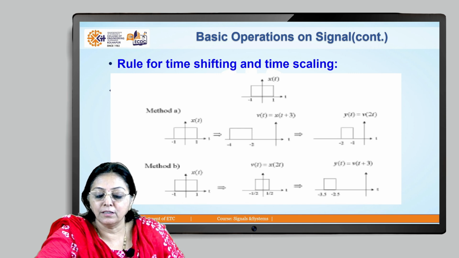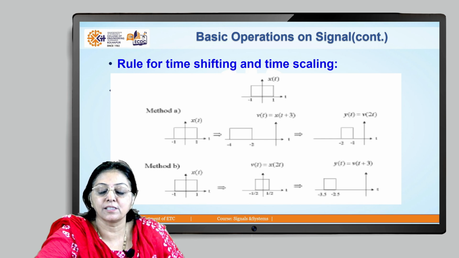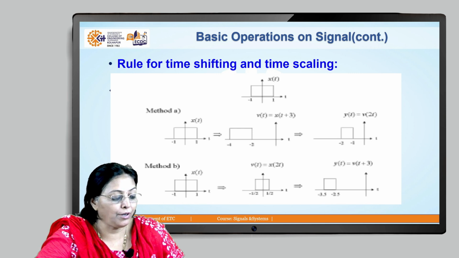After this compression, if you want to shift the signal, suppose v of t is the signal after the scaling, so y of t is equal to v of t plus 3. It means the compressed signal will be shifted towards the left side by 3 units.